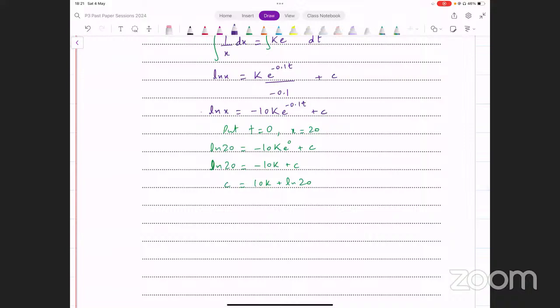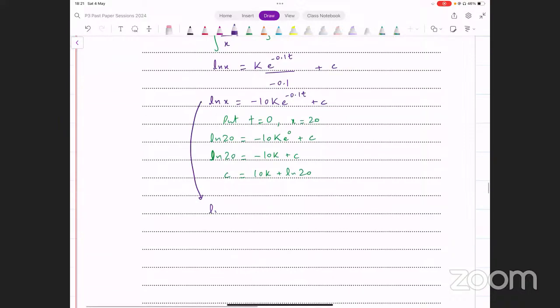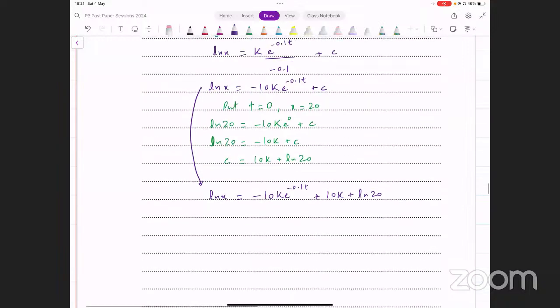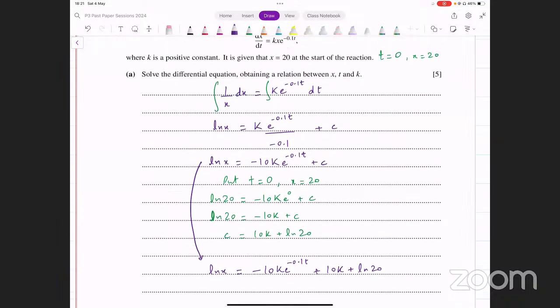Now you write down that equation. This is what the equation looks like: ln x equals minus 10k e raised to power minus 0.1 times t plus c, which is 10k plus ln of 20. Okay, this is the equation that we get from this. That's what we wanted, but you can't leave it like this. You have to make it a single ln term, remember. Whenever you have multiple ln terms in your final result, you have to write down the final result as a single ln term.